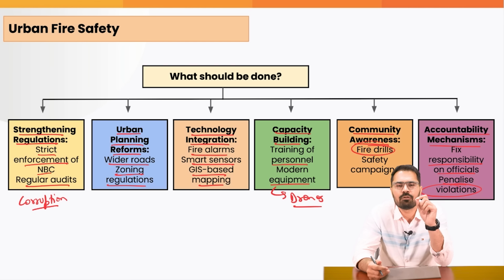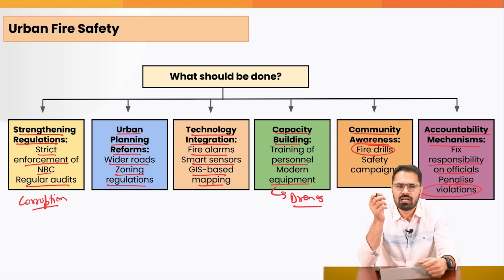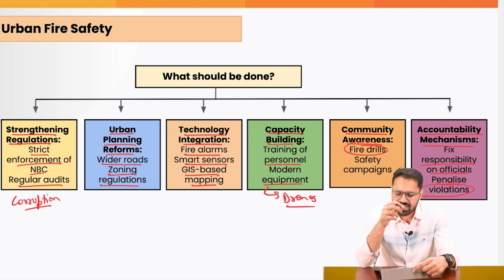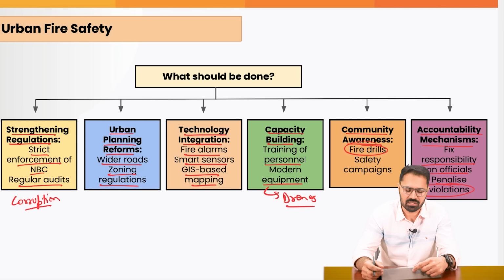These violations have to be penalized with strict, high amounts of fines, because if you penalize an entire society or an industrial complex or a building with a very small amount, they will not take it seriously. People take things seriously only when the fines are very large. Then it will create a deterrence among them. Clear? So these are some of the measures which can be taken in this regard.